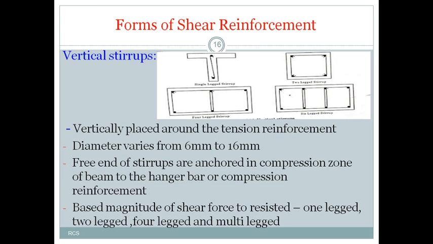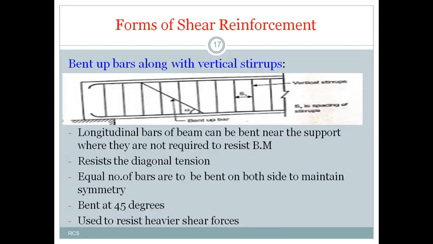They should be used depending on the magnitude of shear force that should be restricted. Then we have to choose the type of vertical stirrups. And we have another type, bent-up bars along with vertical stirrups. Here we have longitudinal bars, and these vertical lines show the vertical stirrups. In this type of beam, we provide bent-up bars and vertical stirrups simultaneously to restrict the shear force. So longitudinal bars of a beam can be bent near the support.